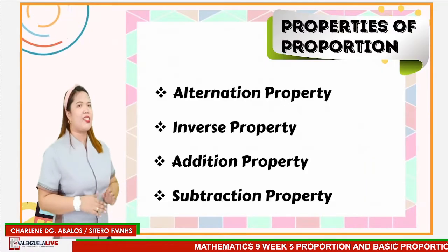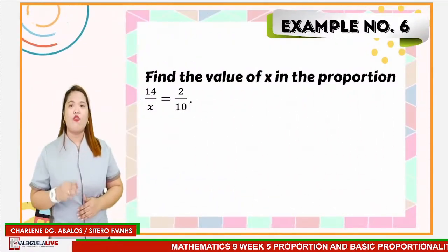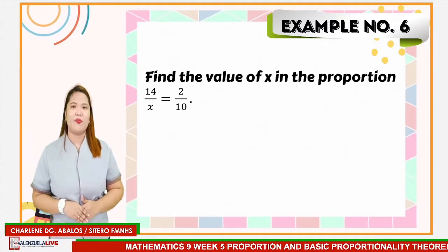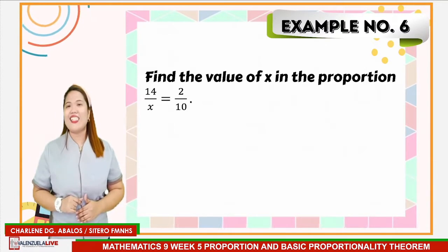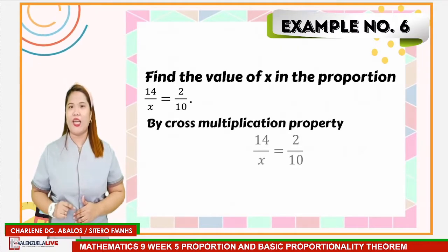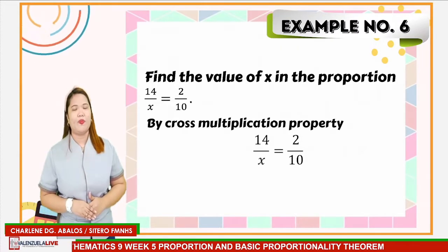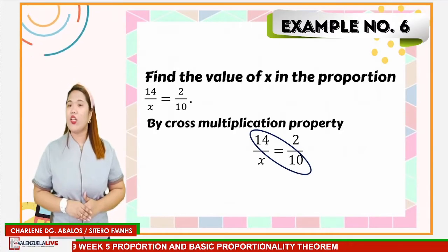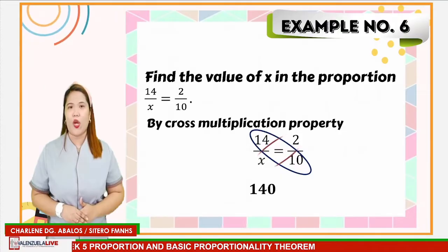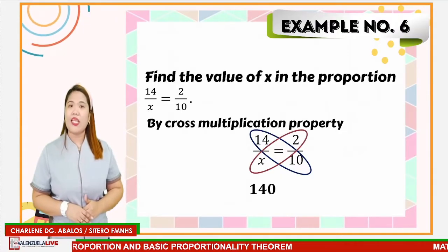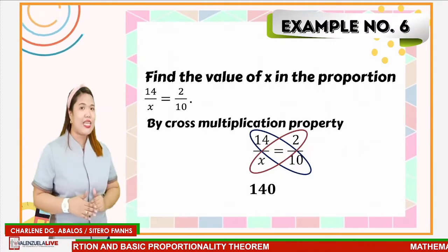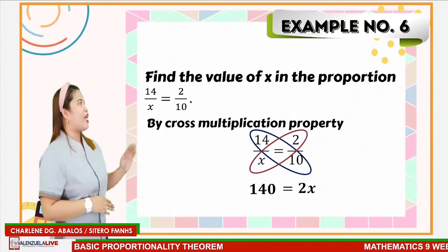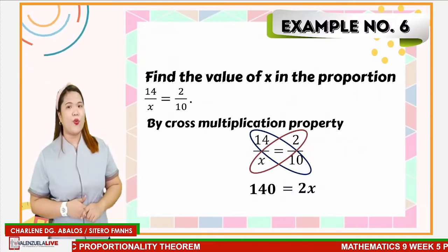Find the value of x in the proportion 14 is to x as 2 is to 10. First, let's apply our cross multiplication property. Multiply the extremes, which are 14 and 10, and it will give you 140. Multiply the means, which are 2 and x. It will give you 2x. We have 140 equals 2x.